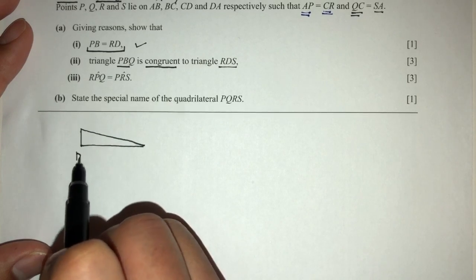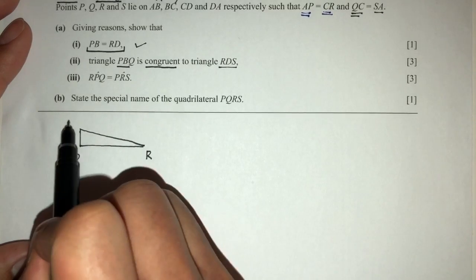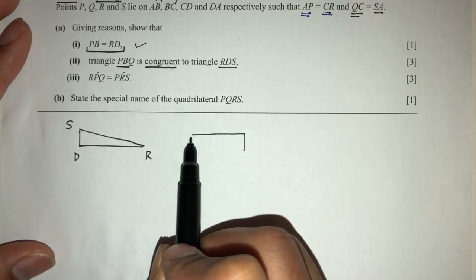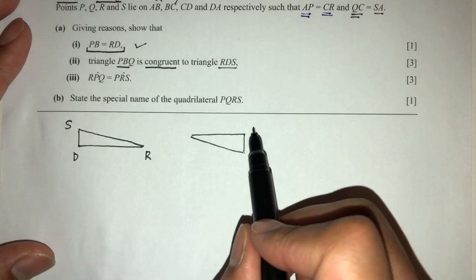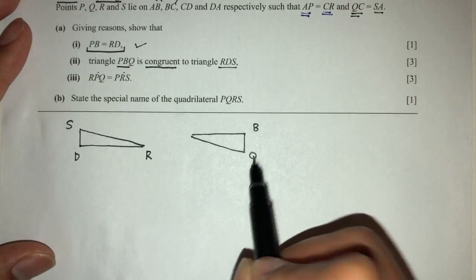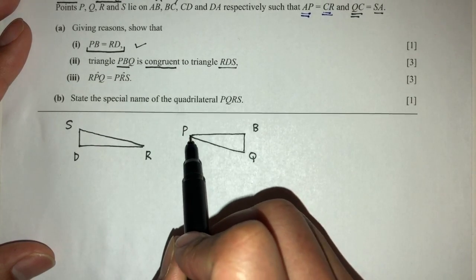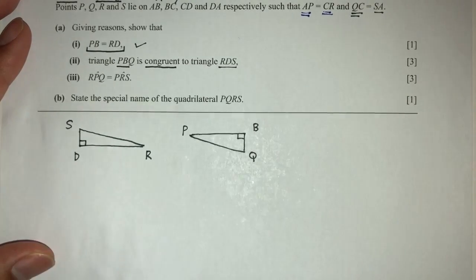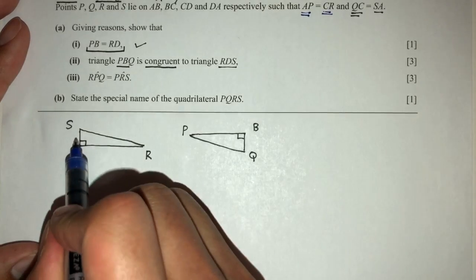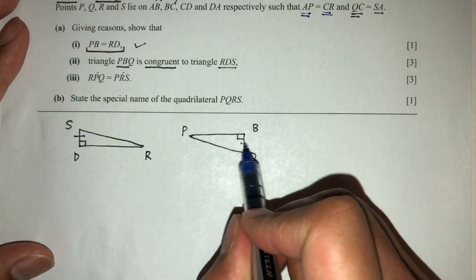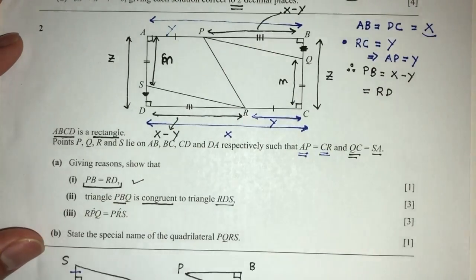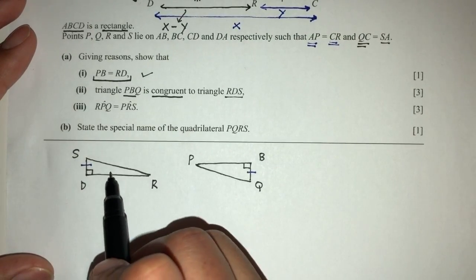This is D, R, and S. And then we have a triangle like this. This is B, Q, and P. Now we know this is 90. This is also 90. And we have just shown that this is the same as this. And then we also know that this is the same as this from part 1.